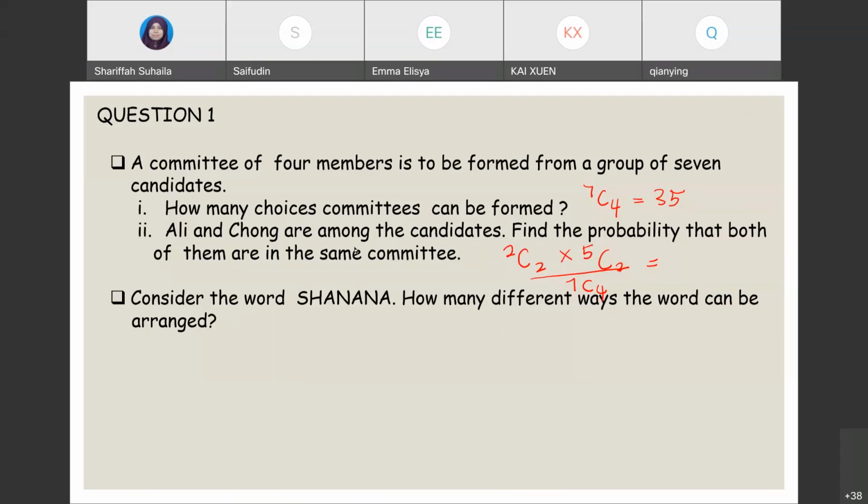Yeah, so that's mean Ali and Chong ni among the candidates. So dia dah fix lah. So find the probability that dia mesti berada di dalam komiti yang sama. Both of them are in the same committee. So ini 2 choose 2 lah. Okay, and then the balance lagi dia ada lagi 5 other candidates. So choose another lagi. So divide by 7 choose 4. So you get here is 0.2857.